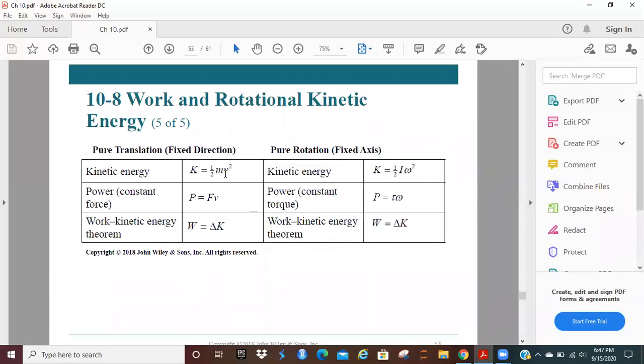Going on, you're going to see the kinetic energy. So you can see the comparison of mass and moment of inertia and velocity and angular velocity. Power: force times velocity, torque times angular velocity. And then the work-kinetic energy theorem, which is the change in kinetic energy is going to be the same as the work in both cases.